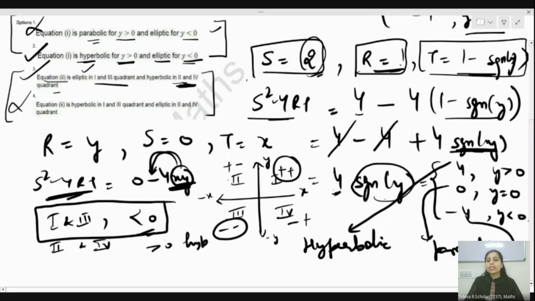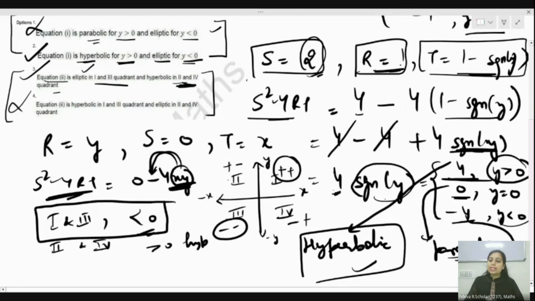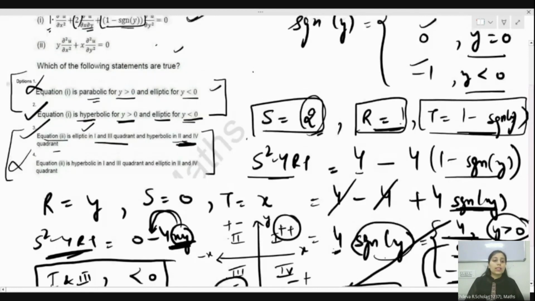So from here we can see when it is positive, that means hyperbolic; 0, that means parabolic; and when it is negative, that means elliptic. So for all y greater than 0, it is hyperbolic. For all y less than 0, this is elliptic. So the given equation says the second option is the similar one: y greater than 0 is hyperbolic and y less than 0 is elliptic, which is the second one, correct? And that will cancel the first option, as for y greater than 0, it is not parabolic.